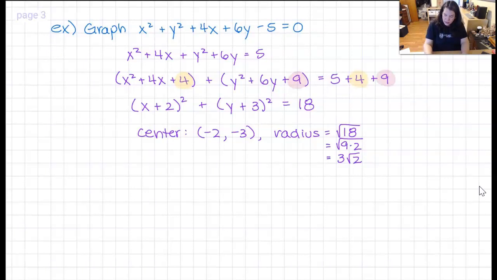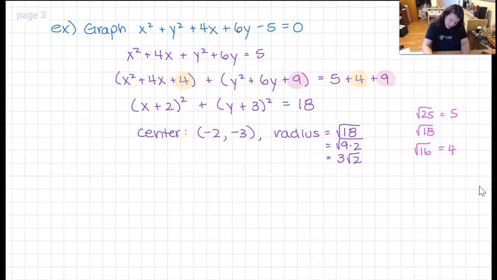One thing to note, in this case, it's actually probably easier to think of the radius as the square root of 18, because when it comes to graphing, I'm going to have to estimate how big the square root of 18 is. So remember, that's in between the square root of 25 and the square root of 16. The square root of 25 is 5, the square root of 16 is 4. 18 is closer to 16, so I'd put the square root of 18 somewhere between 4 and 5, closer to 4. That's all you need. It's good enough for the graph.